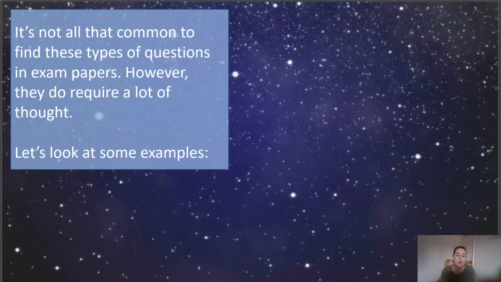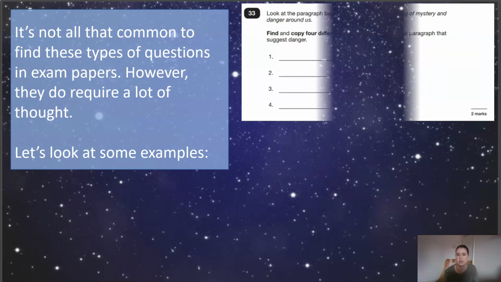So it's not very common to actually find these types of questions in exam papers, and especially when you come around to do your SATs, you will have some of these questions, but they're not very common. But they do require you to think a lot, and a lot of it is using our inference skills as well to read around the text. So this is where our background knowledge of the story also comes into play. So let's look at some examples of the questions.